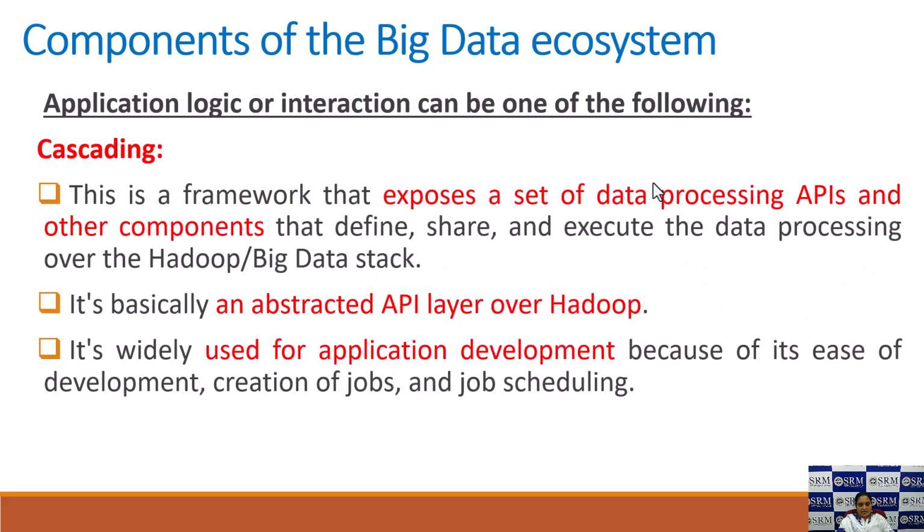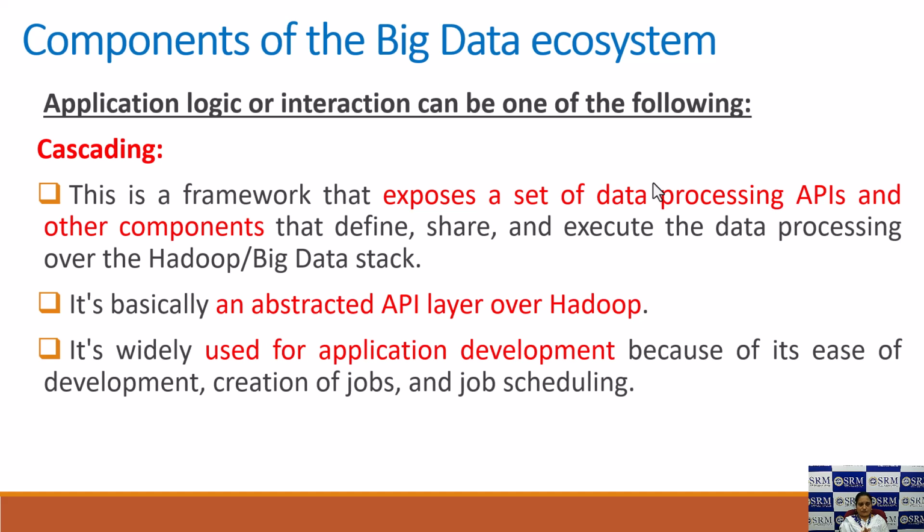Then Cascading. This is a framework that exposes a set of data processing APIs. Now we have created layers, right? The Hadoop layers. On top of it, we have used a language called Pig, and then we have mapped your mappers and reducers on top of Hadoop. After that, we also should create an abstract layer over the Hadoop, and then we have to cascade all the Hadoop layers over this API layer, so that all will mingle, coordinate with each other and work together. Because when we want to use the software, we definitely require an API, and that is the reason. So Cascading is a framework that exposes a set of data processing APIs and other components.